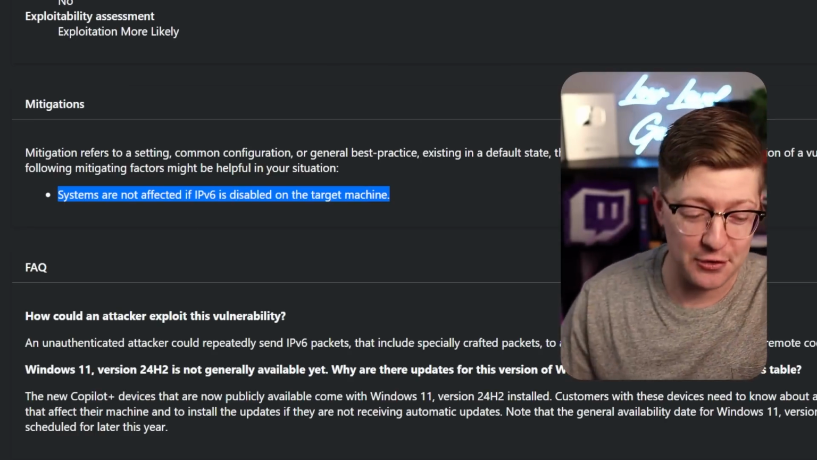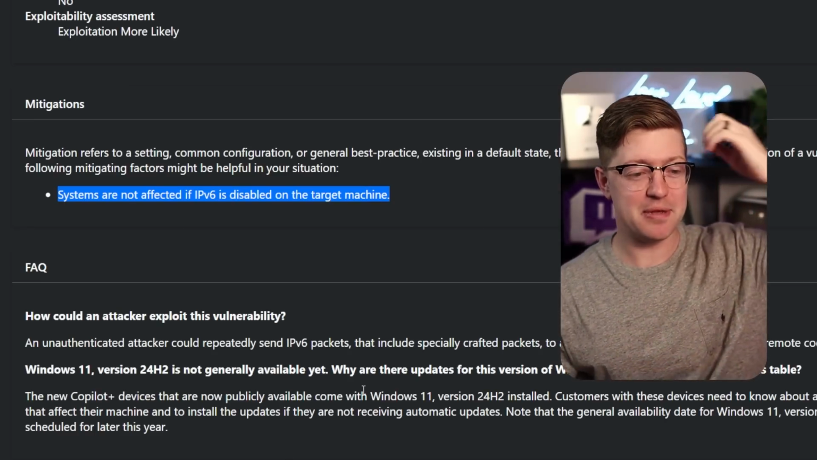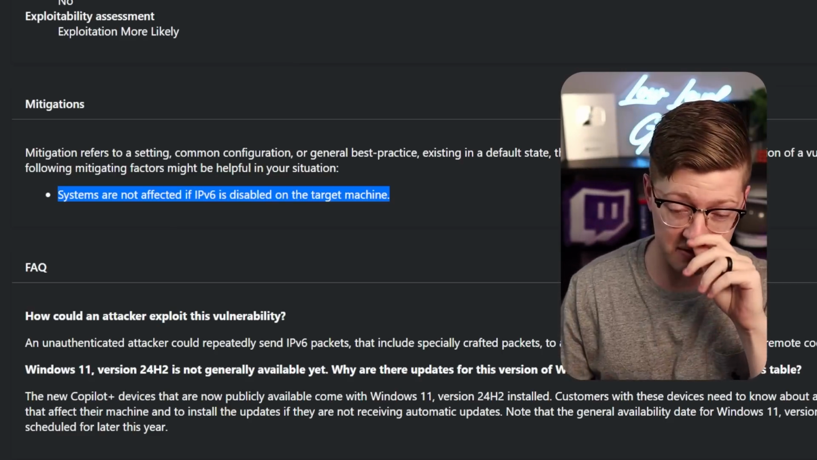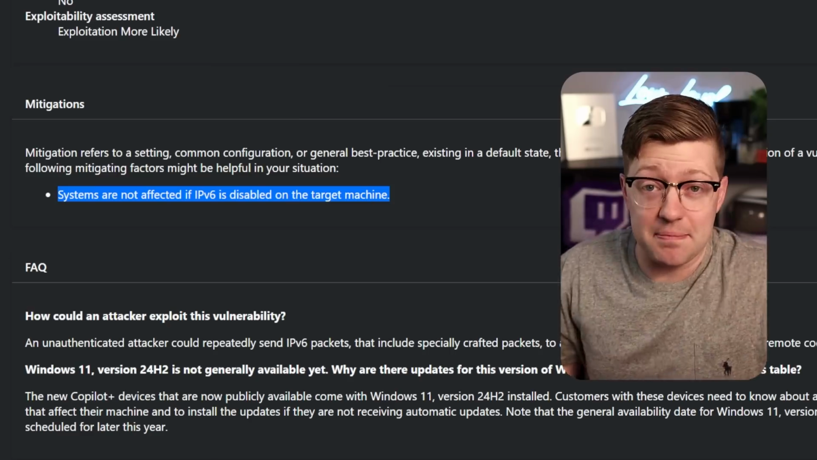Where do we think the bug is, guys? Where could the bug possibly be in Windows? Okay, so what we know is that there's definitely a vulnerability in the Windows TCP/IP stack in IPv6. And this is particularly bad for a couple of reasons. One, it's a TCP/IP vulnerability.